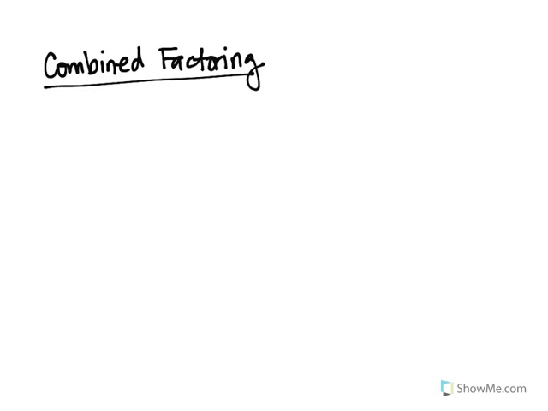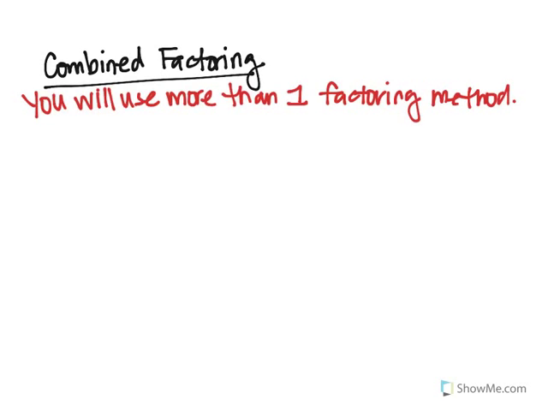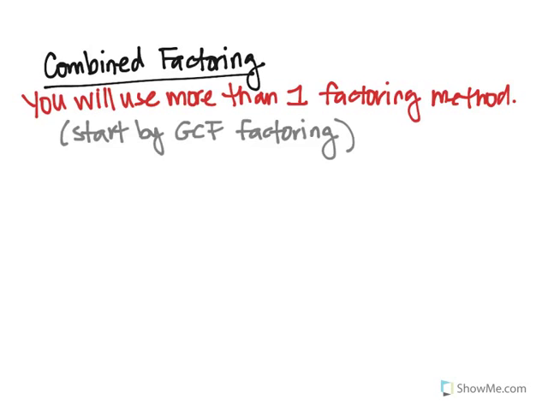So the last factoring method we're going to go over is combined factoring, and you're going to need to use more than one factoring method, thus the word combined. And so what I would suggest you trying to do is always start by GCF factoring. That means look for a number or a variable you could factor out. So let's go over an example.